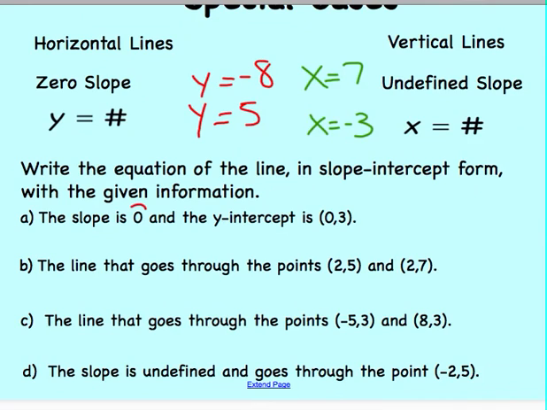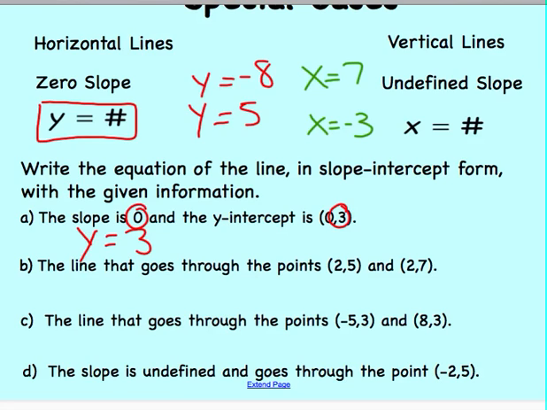So if the slope is 0, we know right away it's going to be y equals some number. Well, what number does y equal? 3. Once you recognize a special case, you should be happy because these ones have the least amount of work.